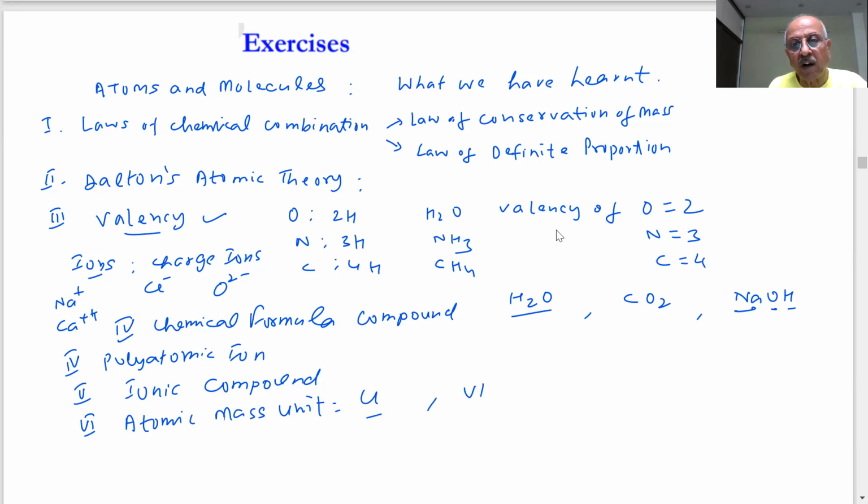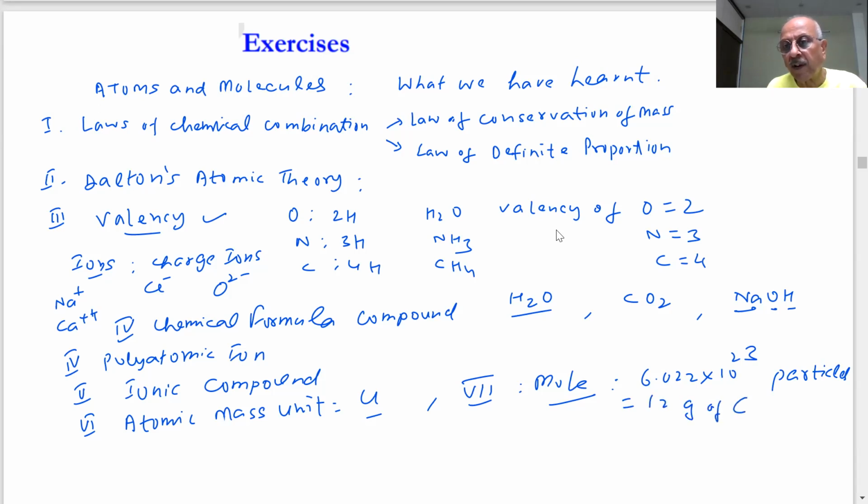Then we also talked of the mole concept. What is a mole? Collection of 6.022 × 10^23 particles. What is the significance of this? This is exactly equal to 12 grams of carbon, the C-12 isotope. So 1 mole is equal to 12 grams of carbon-12, because there are isotopes of carbon.